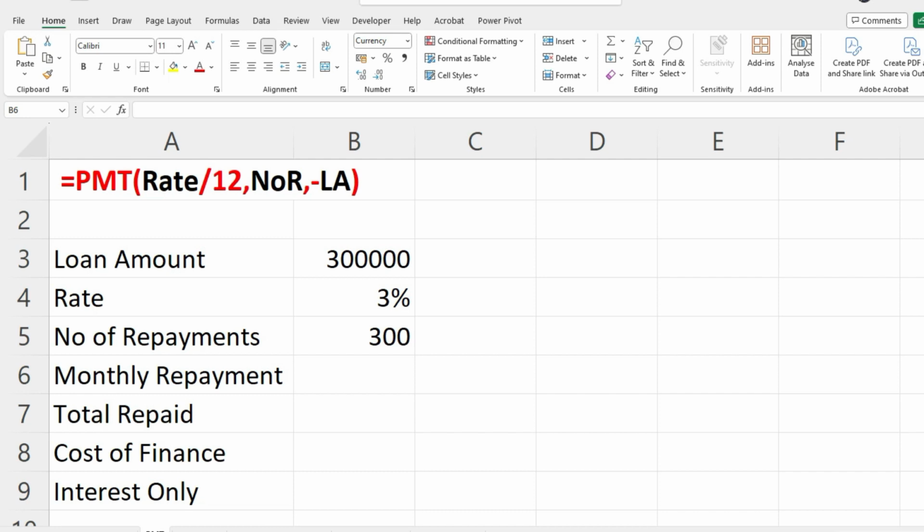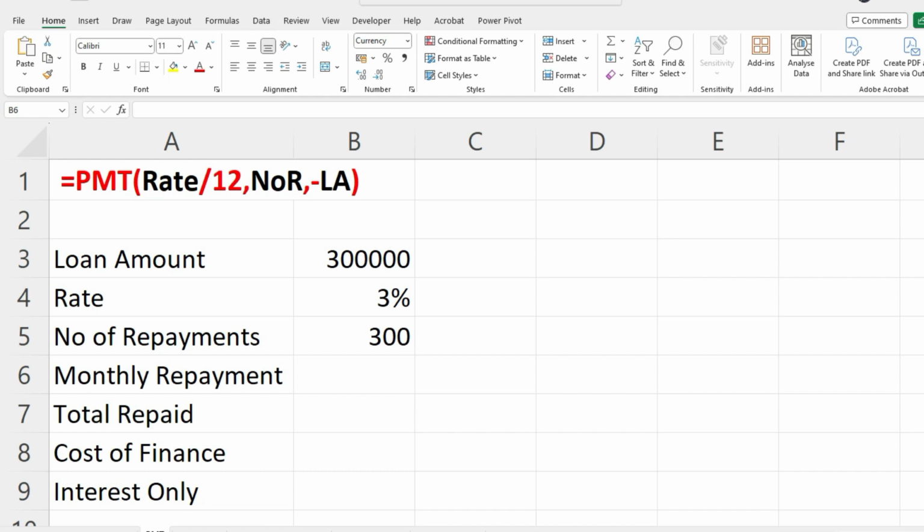I'm now using the worksheet titled PMT. The PMT formula is very useful for calculating project finance. It's also very useful for calculating any personal loan that you may have. If we look in A1, I've written the structure of the formula.